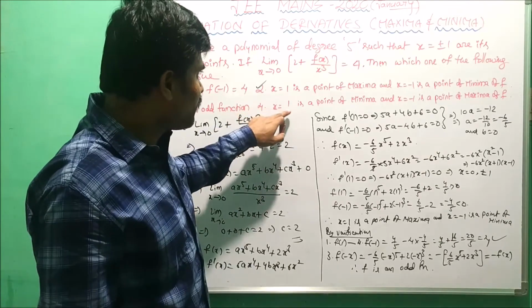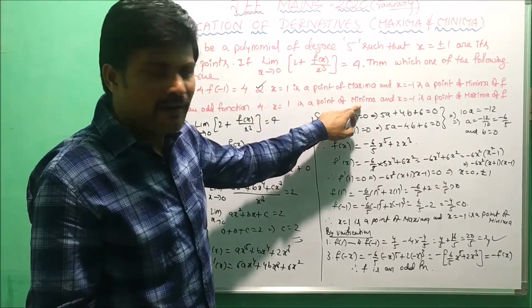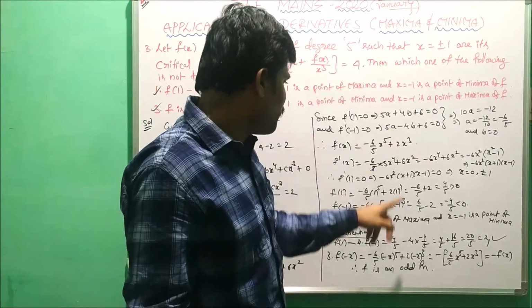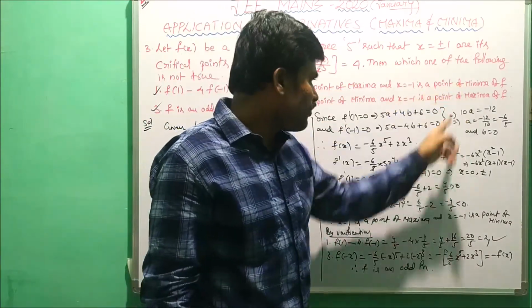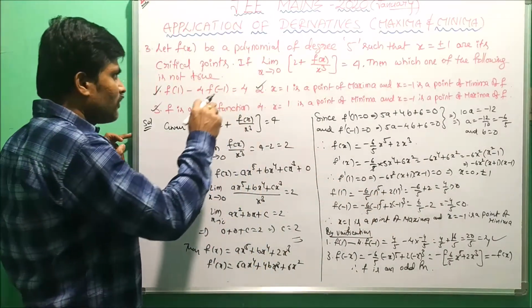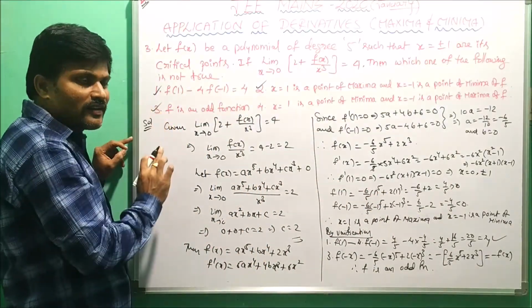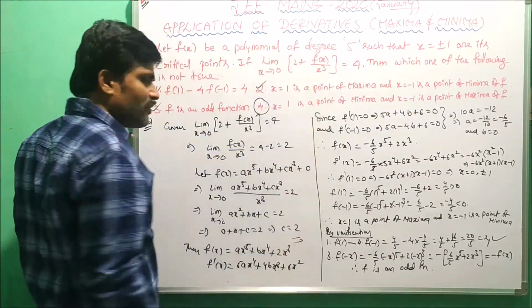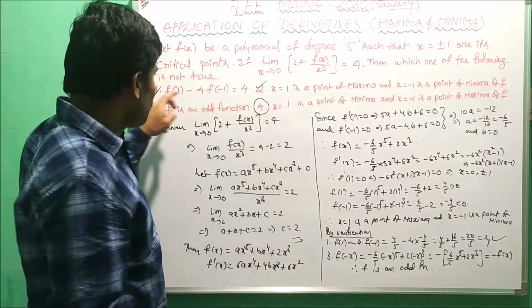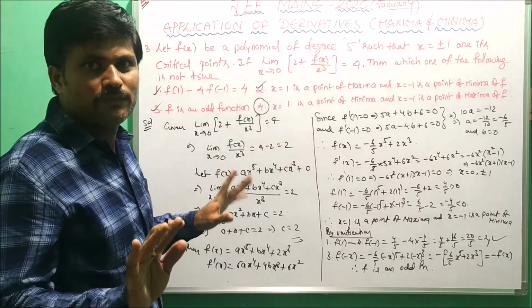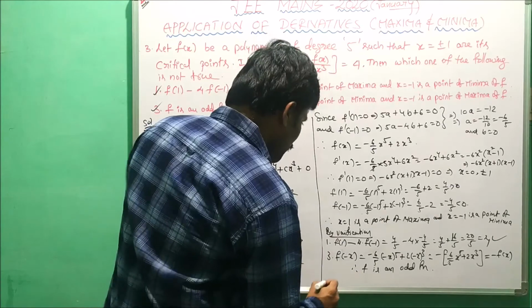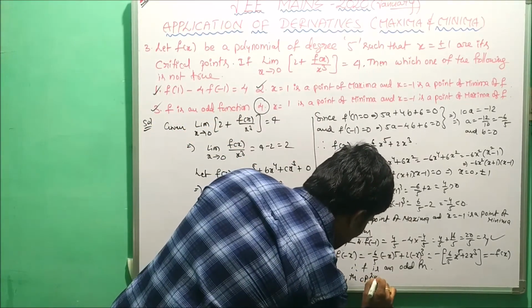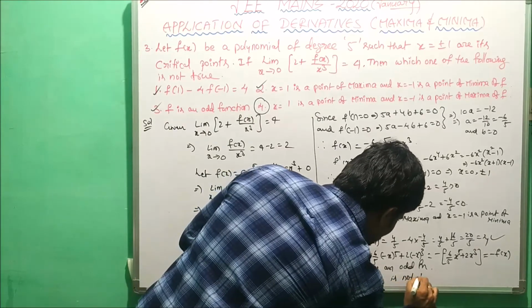In the fourth option we observe x equal to 1 is point of minimum and x equal to minus 1 is point of maximum. Already found, x equal to 1 is a point of maximum and x equal to minus 1 is point of minimum. Now from four options, first three options are right answers and fourth option is not true. So our correct option is fourth one, which is not true. Remaining three options are true. This is the solution for this question. Therefore fourth option is not true.